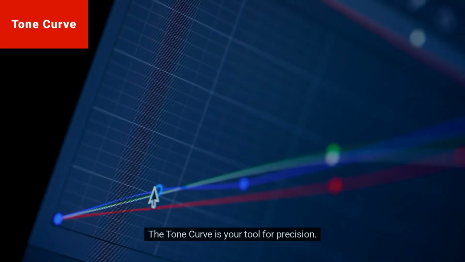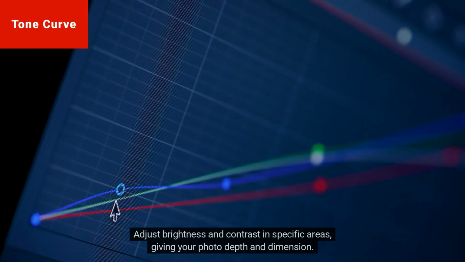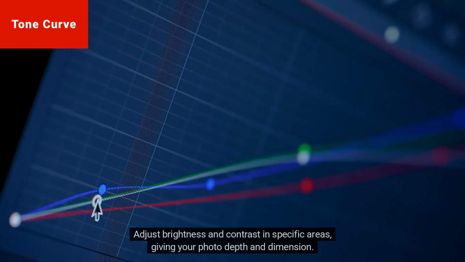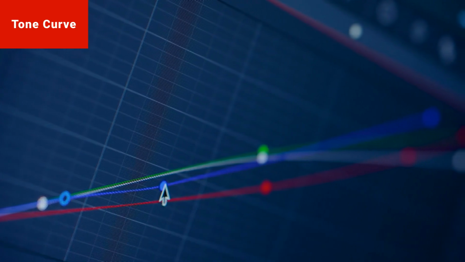The tone curve is your tool for precision. Adjust brightness and contrast in specific areas, giving your photo depth and dimension. It's the difference between a flat image and one that truly stands out.